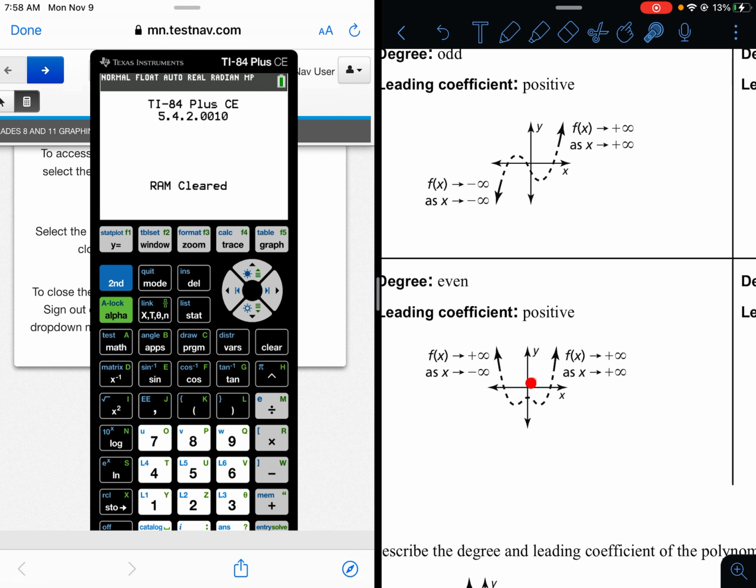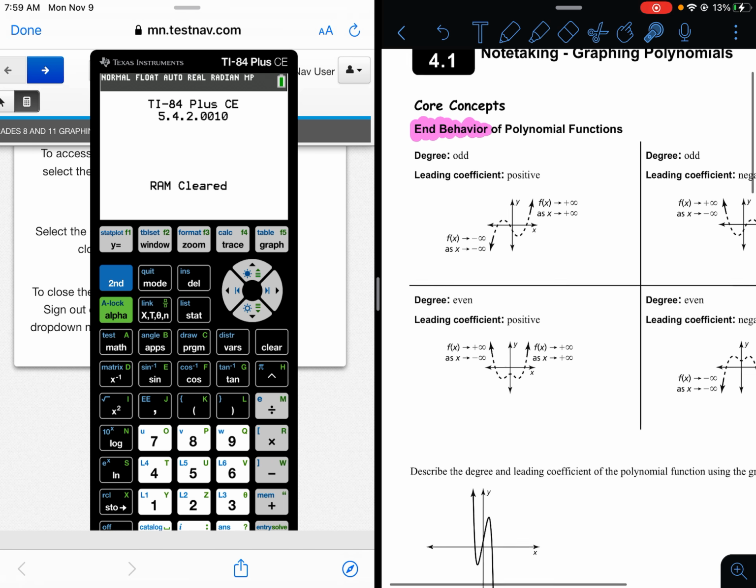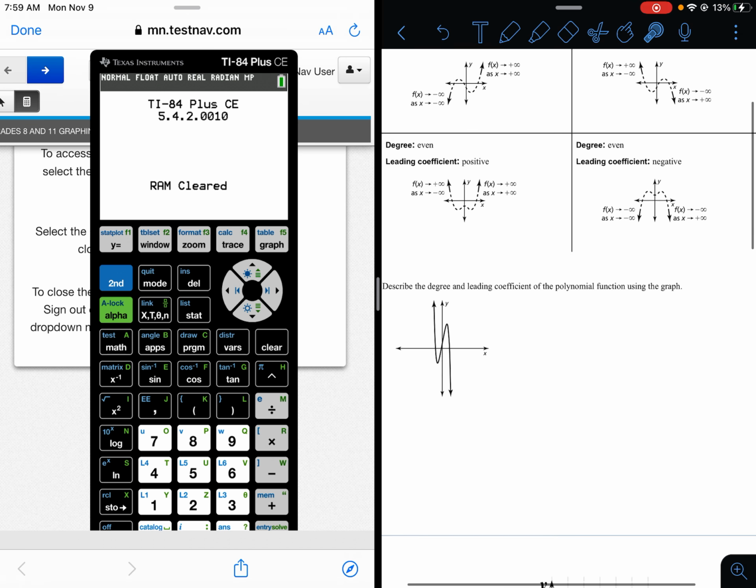So look here too. With this graph, as it goes to the right, it goes up, so that's positive infinity. As it goes left to negative infinity, it actually also goes up. So that's why f of x goes to infinity as well. We're going to learn how to write those.